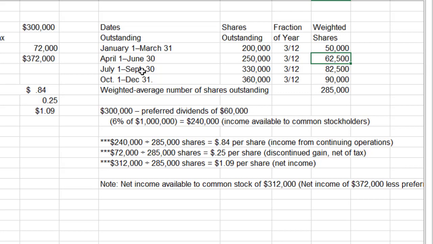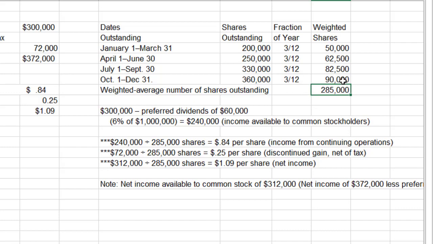Well, then lo and behold, on July 1, another 80,000 shares come into play. So 250 plus the 80 is the 330, and they are outstanding from July, August, and September, so 3 more months. It's kind of nice they made everything 3 months. So 3 months out of 12 times the 330 gives us a weighted average of shares of 82,500. And then finally, October 1st, another 30,000 shares come into play. So we go from 330,000 to 360,000. And so that goes 360,000 for 3 more months until the end of the year. When we add these up, our weighted average for the number of shares is 285,000 shares.